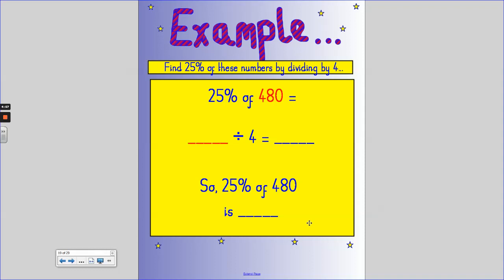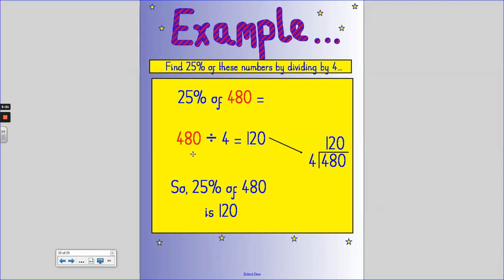Right then, here's another one for you to have a go at. This time we are finding 25% of 480. So we're going to take 480 and we are going to divide it by 4. Again, you can use a gate method here if you would like to. So pause the video now and have a go, and then we will do this together.